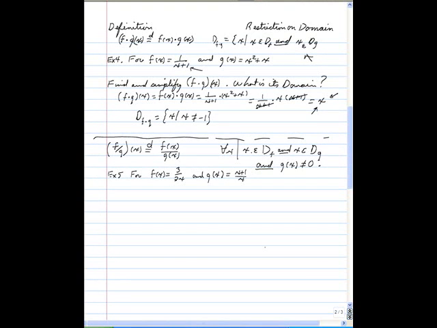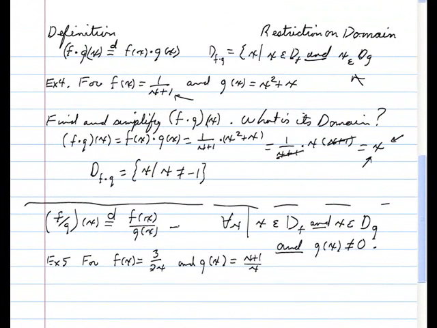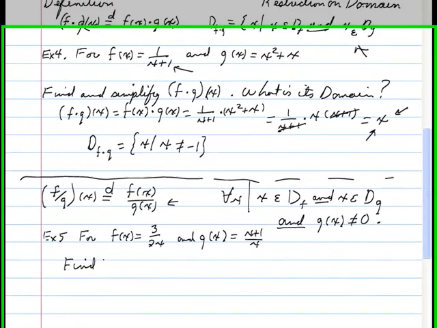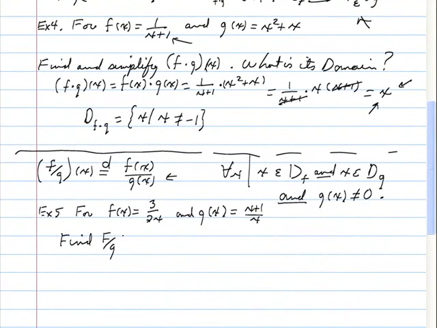Well, that still holds. For the quotient function, x still has to be in the domain of f and x still has to be in the domain of g. But now we get a third condition, and that is that g of x cannot be 0. And that's so that in the quotient we won't be dividing by 0. So let's go ahead and take a look at f over g of x. For f of x and g of x, find f over g of x and give its domain.